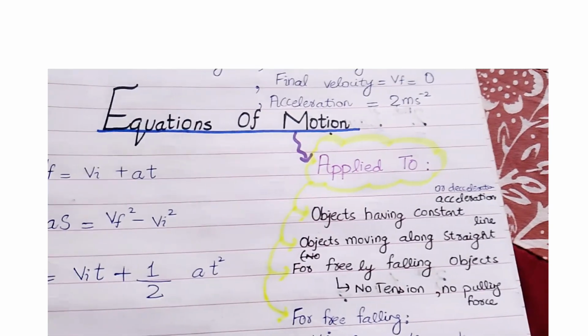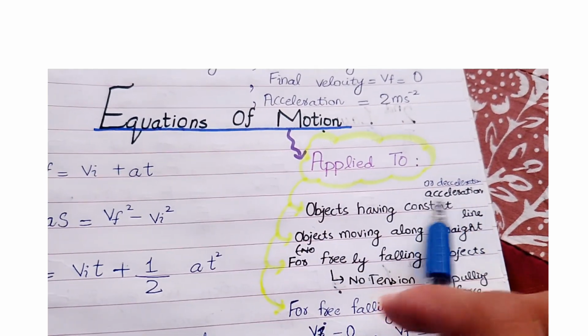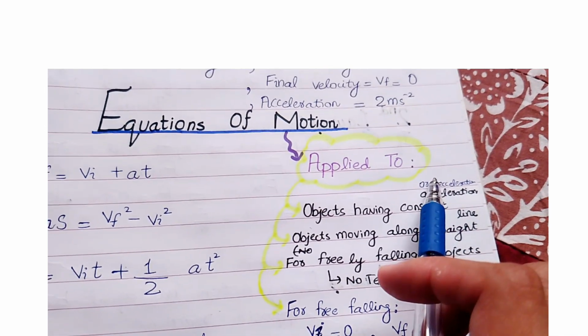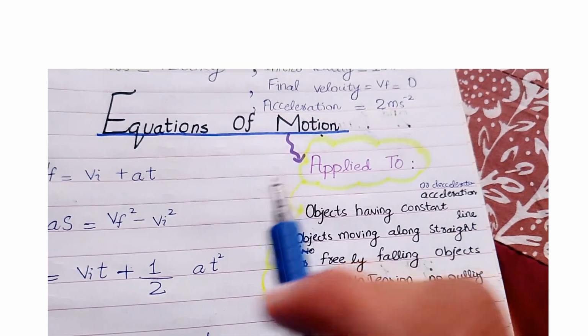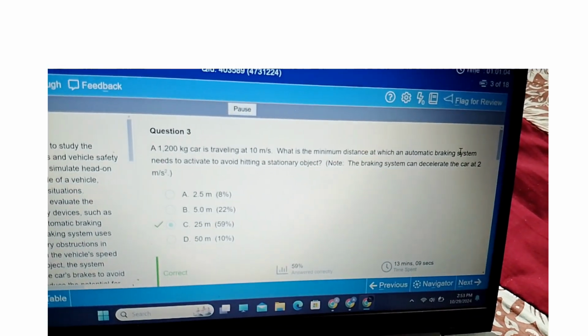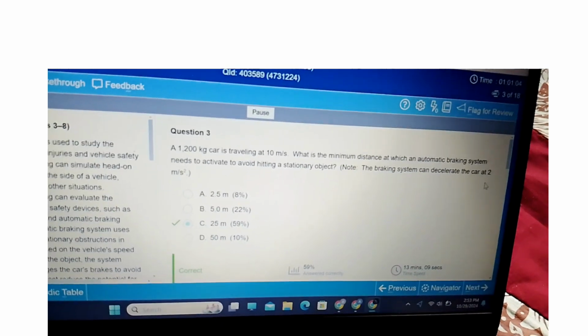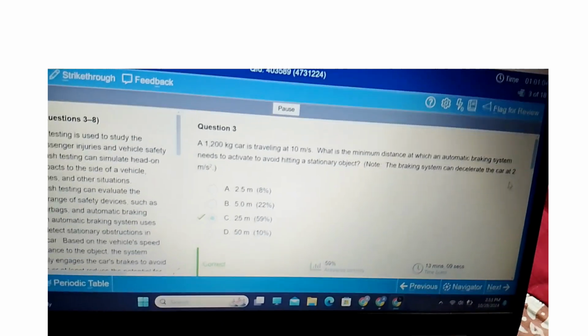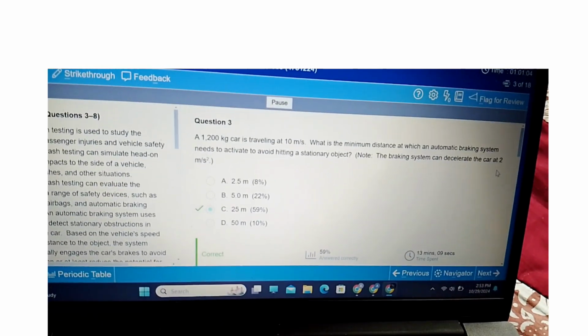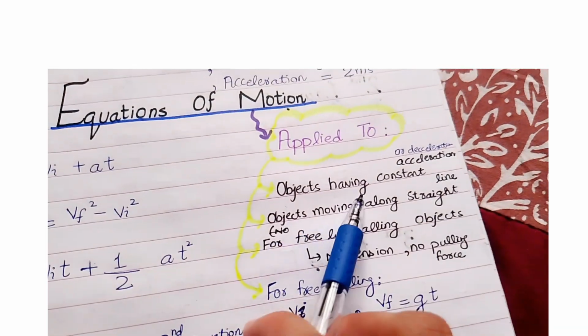Let me revise some things: equations of motion are applied to objects having constant acceleration or deceleration. Like brakes, here in the question we saw that the braking system can decelerate the car at 2 meter per square second. This braking system has constant deceleration power. It has constant acceleration. So we can apply equations of motion here.